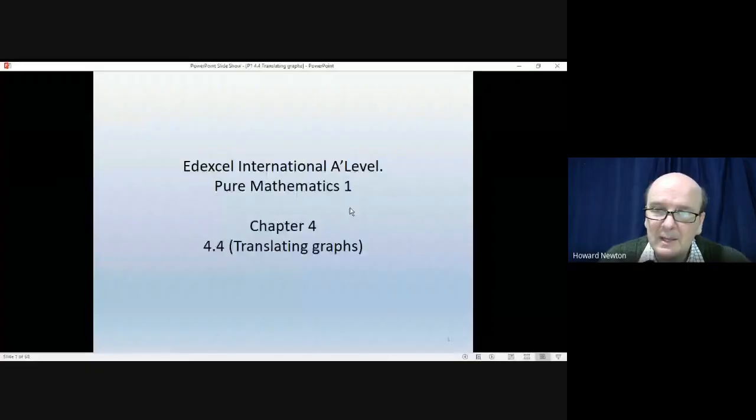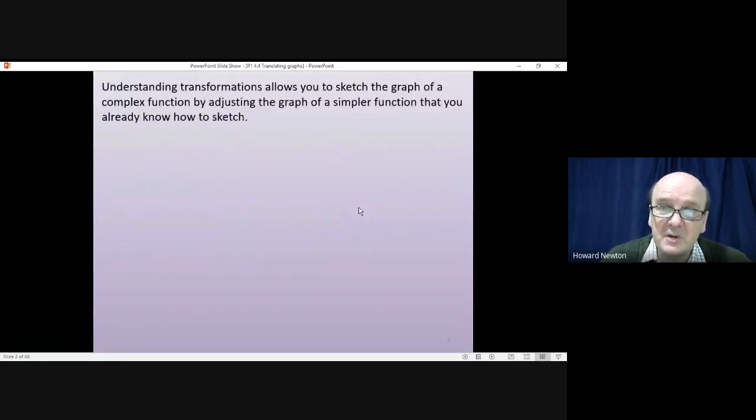Hi there, and welcome to this lesson on Pure Mathematics 1. In this lesson, we'll be considering translating graphs. Now, translations are a type of transformation. Transformation is the more general idea, and it includes things like rotations, reflections, enlargements.